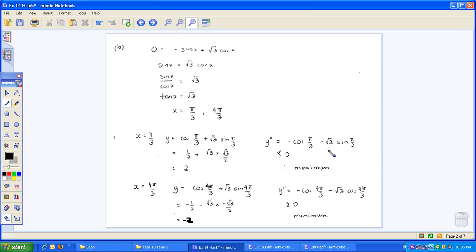Test them in the second derivative. So when x is equal to pi on 3, it's less than 0, which gives us the maximum turning point. 4 pi on 3 gives us a second derivative greater than 0, so a minimum turning point.